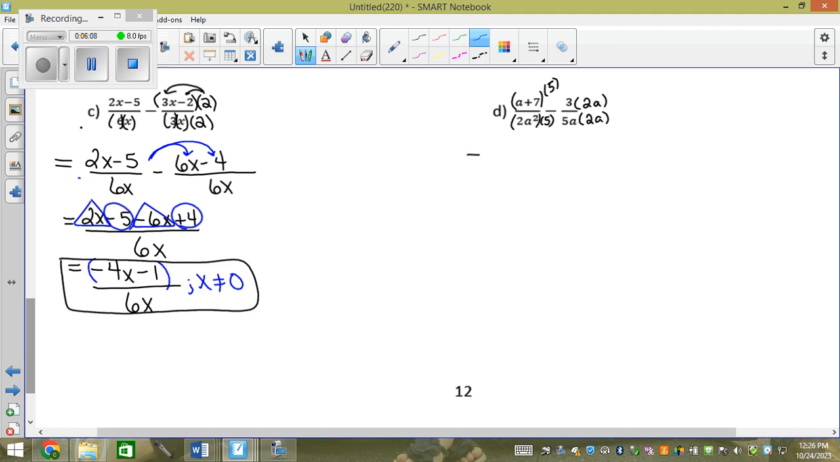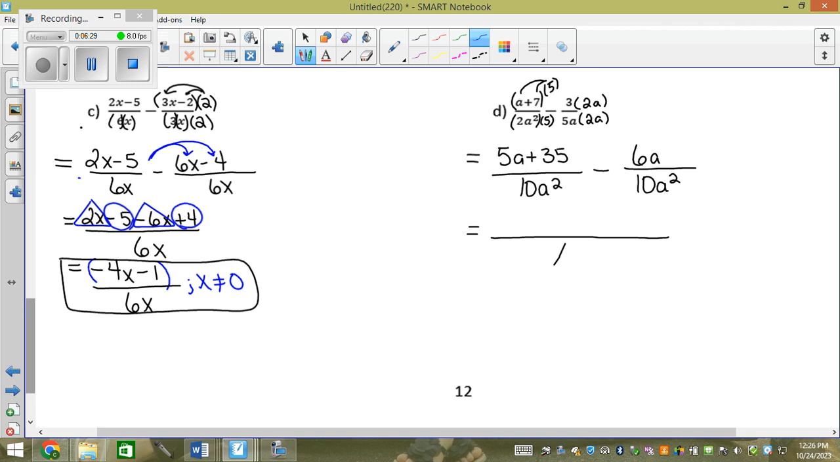So you have equal signs running down the side. So we get 5a plus 35 over 10a squared minus 6a over 10a squared. Then we have the same denominator, 10a squared. And then we have 5a plus 35 minus 6a.